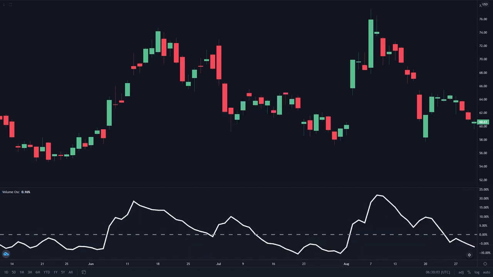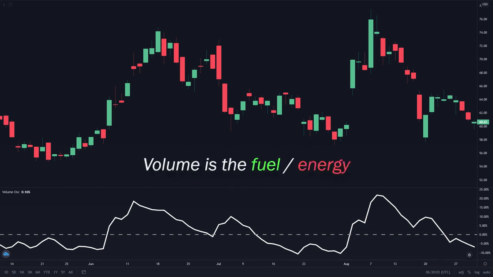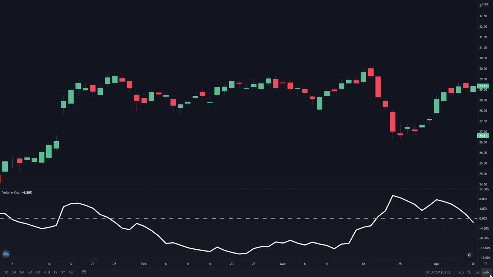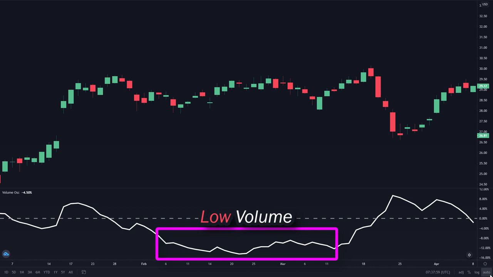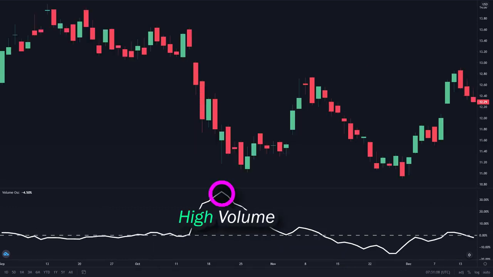So this is how you read the volume oscillator. First, you need to know that volume doesn't indicate the direction of a trend. Volume is basically like the fuel or the energy. So if the volume is low, the momentum is weak. And if the volume is high, the momentum is strong. So to know the direction of the momentum, you need to look at price action.